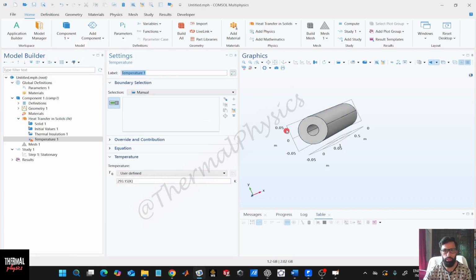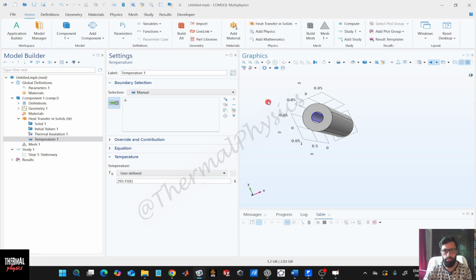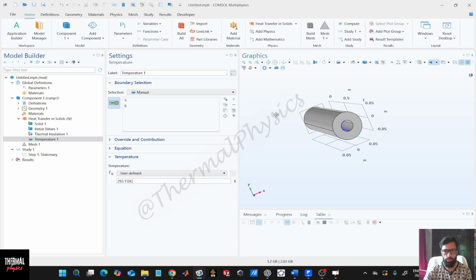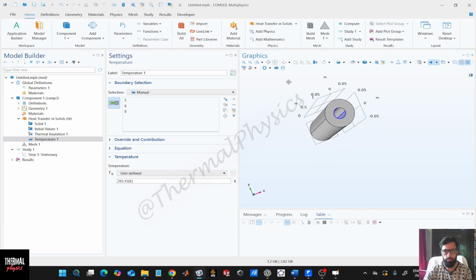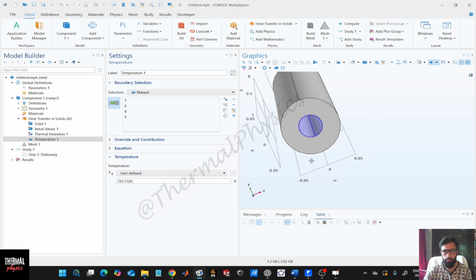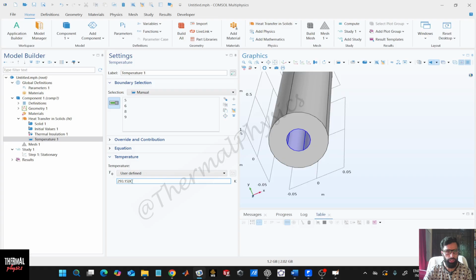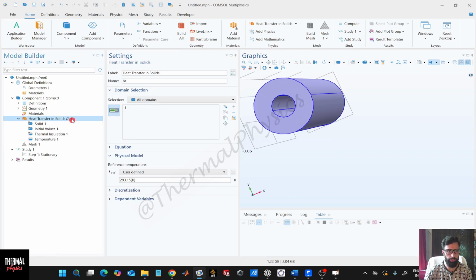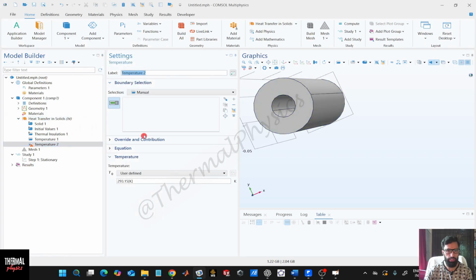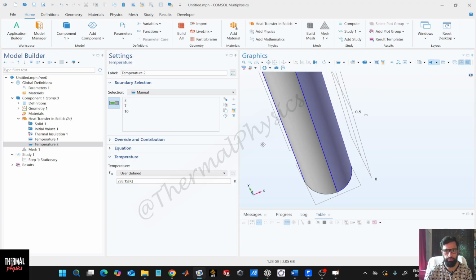So temperature on inner walls. So we have applied on the inner walls, inner surface. The temperature we have to keep here is 200 degrees Celsius. Let's insert temperature again here. Now we will choose outer boundaries.